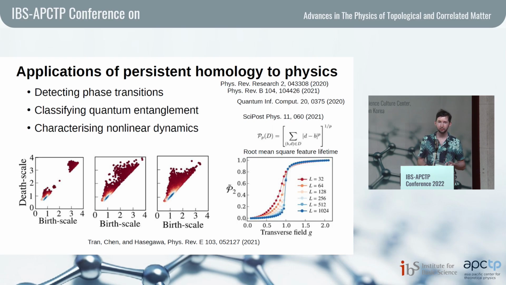The basic approach in all these studies is, once you've defined a suitable input data set, you can compute the persistence diagrams for different system parameters. Phase transitions will be associated with qualitative changes in the persistence diagram, and this can in some cases be further simplified in terms of some simple summary statistics, such as the mean squared lifetime of all these features, which will change suddenly in the vicinity of a phase transition of your system.